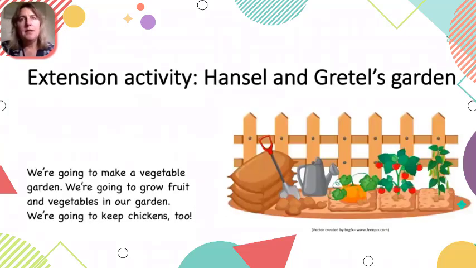Then you might like to pick up on the idea of the children growing food in their garden and get pupils to do a creative activity where they imagine what this garden might look like. They can draw the garden and label the fruit and vegetables they are going to grow. They can also write sentences describing their garden and how it's going to help the family.